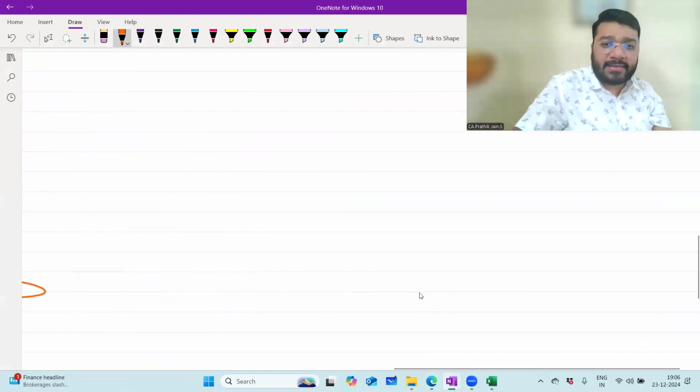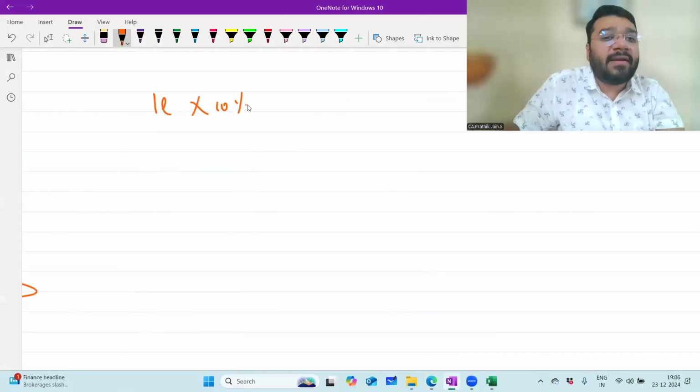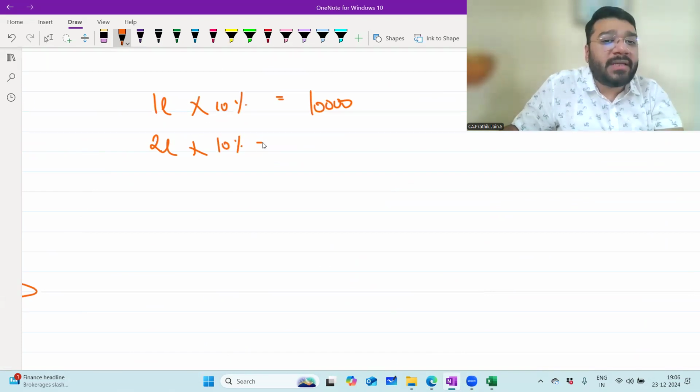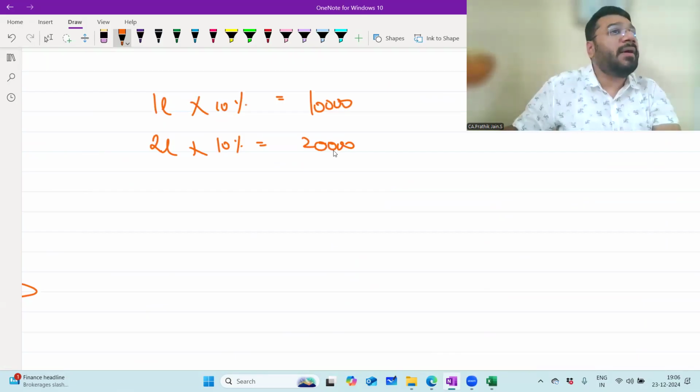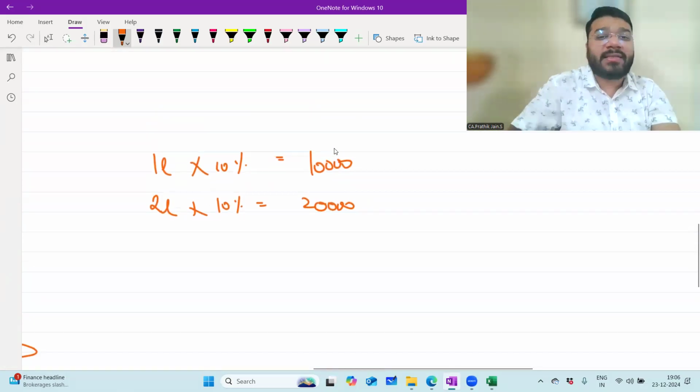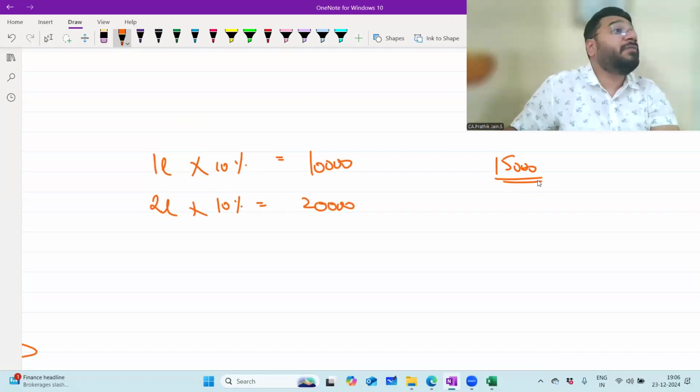I'll give you one practical insight itself. 1 lakh capital, 10% interest. How much is it? 10,000. 2 lakh capital, 10% interest. 20,000. Okay. So this is the total appropriation item. The profit that is available is 15,000.